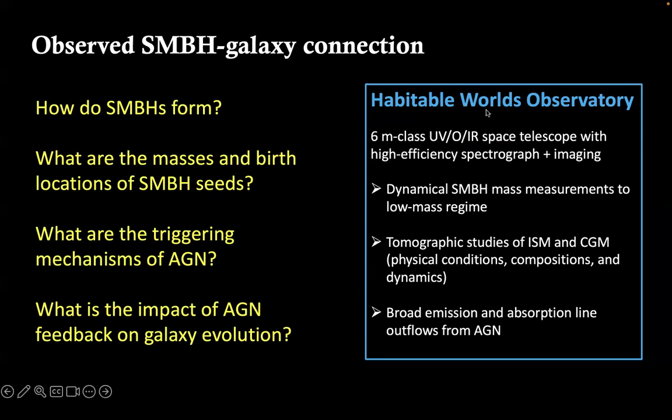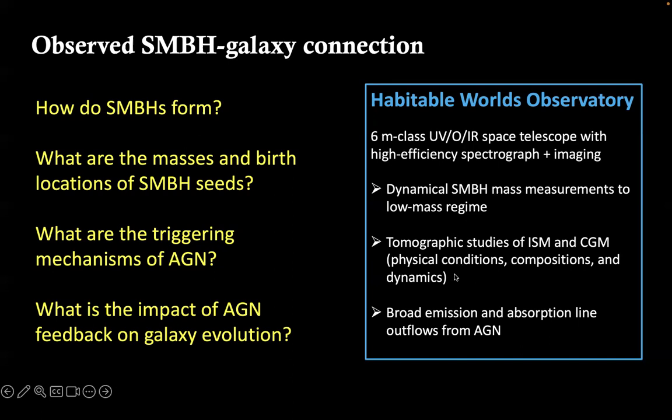And so I think a telescope like the concept proposed for the Habitable Worlds Observatory, a 6-meter class UV, optical, infrared telescope in space with high-efficiency spectrographs and also imaging capabilities, could make for amazing progress on many of these questions. So in particular, just to list some of the things that I'd be excited about would be extending the dynamical black hole mass measurements down to the low mass regime. So this connects directly with theories of the formation of black hole seeds. So these constraints are very important to understand this connection between black holes and galaxies.